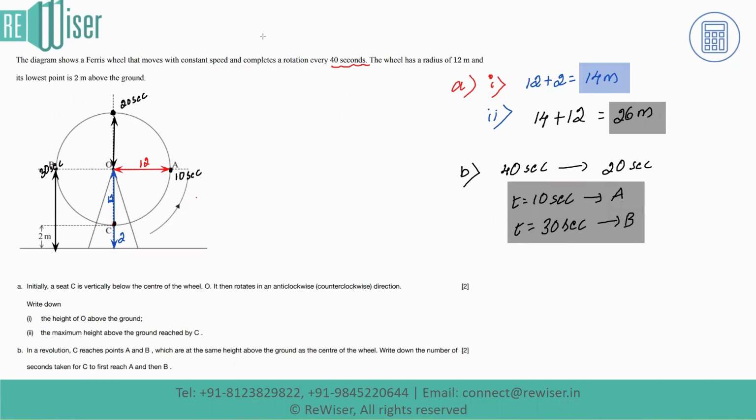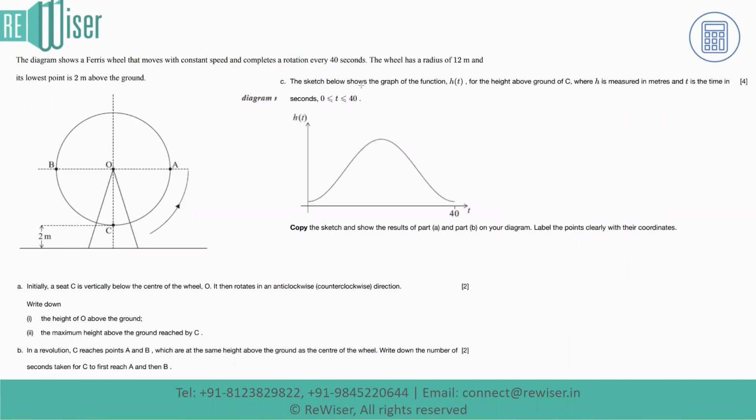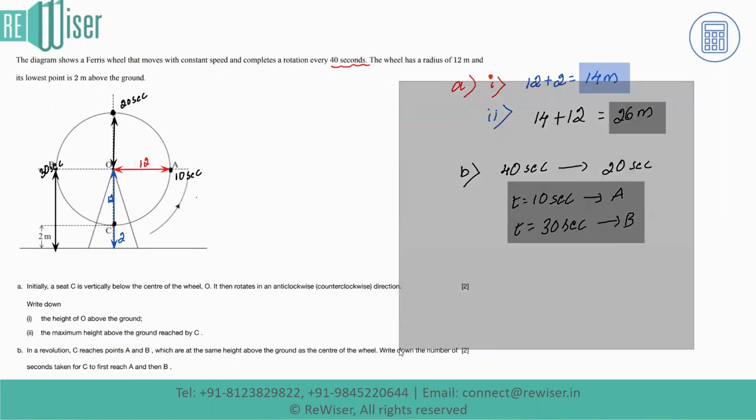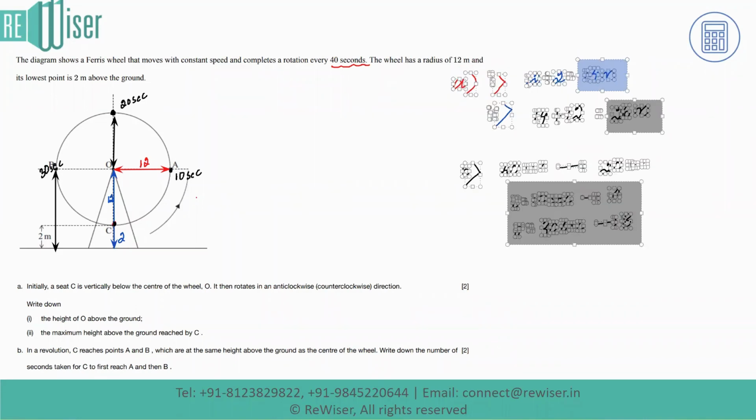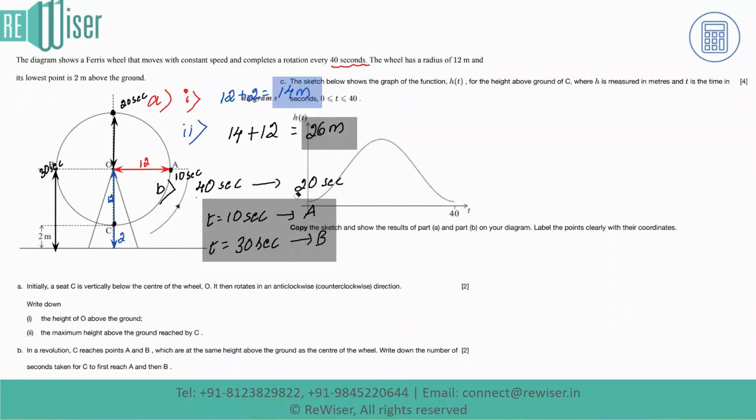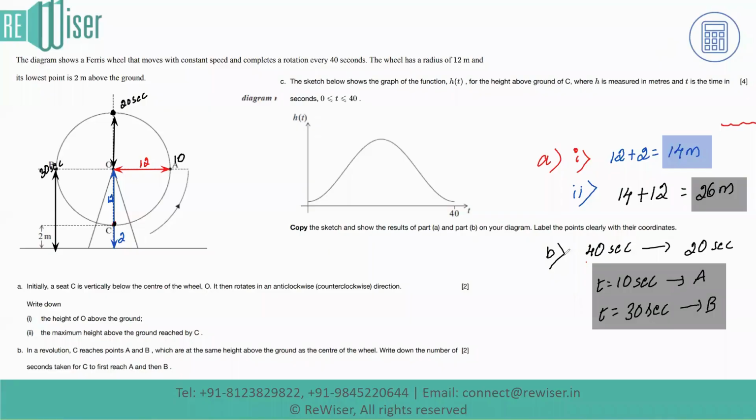Now, part C. We are talking about the sketch below, which shows the graph of a function h of t for the height above the ground of C, where h is measured in meters and t is measured in seconds, shown between 0 and 40. We need to copy the sketch and show the results of part A and B on the diagram. So I'll keep the results of part A and B here, and the sketch is here. We need to mention these points on the sketch.